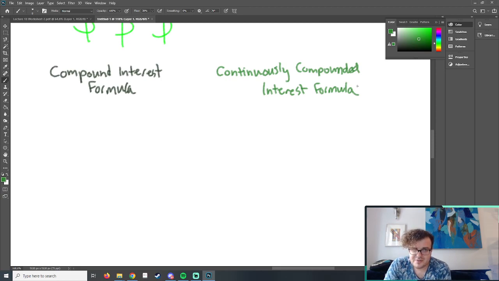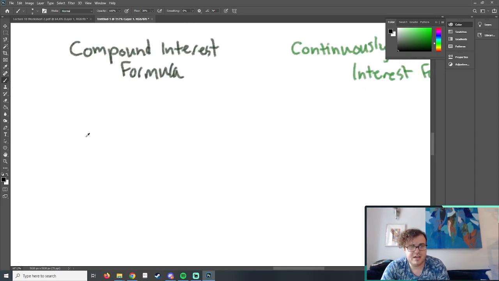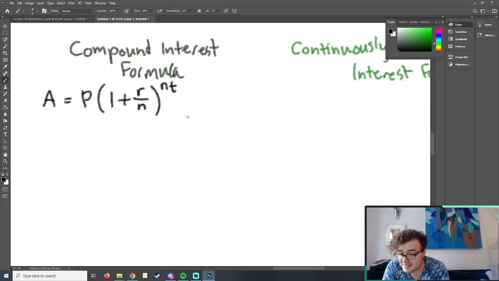But for now, what we're going to do is focus on learning these two formulas. They're both going to seem super scary at first. Honestly, the continuous one is nicer, but bear with me for just a moment while I give you these definitions. All right, so the compound interest formula is usually written as A equals P times (1 plus r over n) to the power of nt. Now, what the heck does any of this mean?